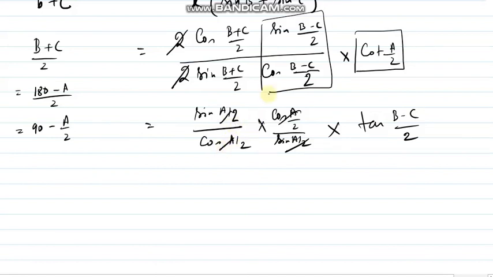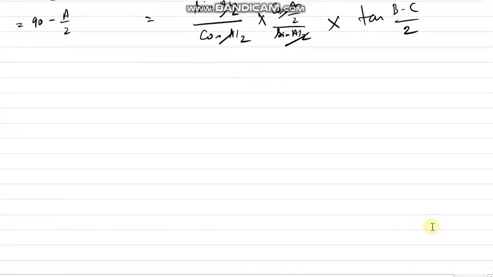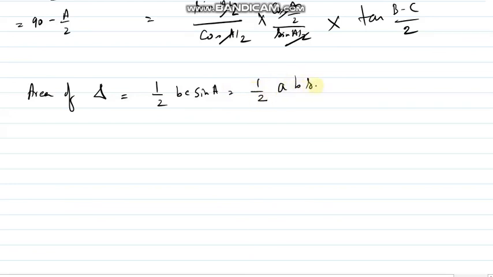In a similar way you can prove the other two; the proofs will be similar. Now one more thing: the area of the triangle. We can write it as half BC into sin A, which also equals half AB into sin C. This you can also write as half CA into sin B.